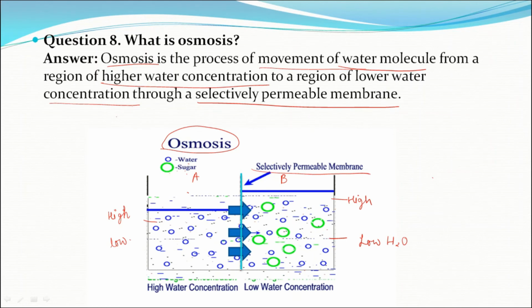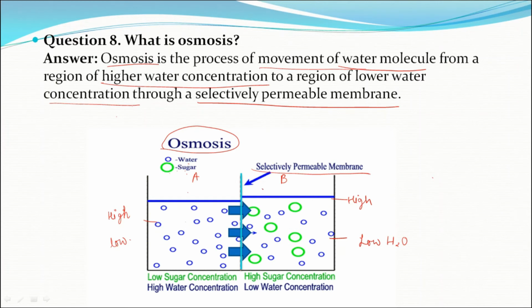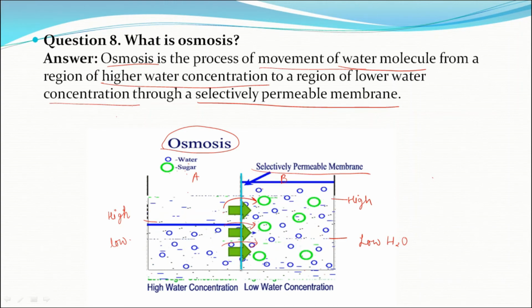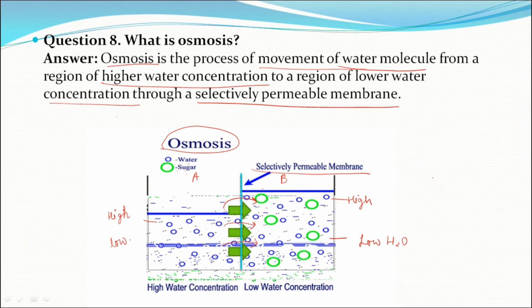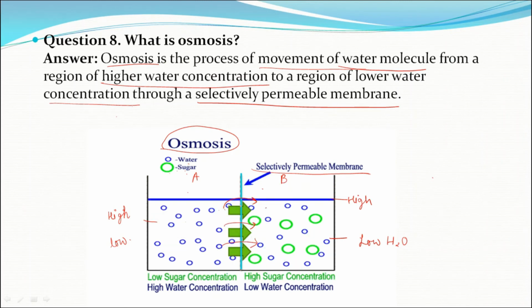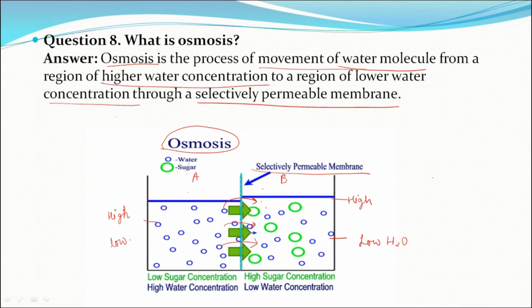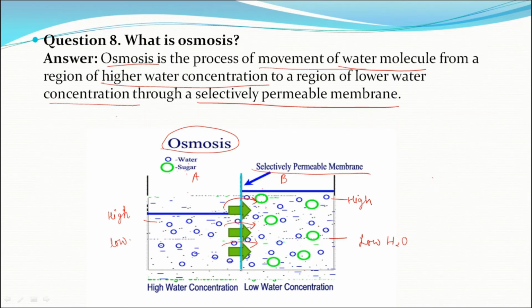Where is the region of higher water concentration? In system A. And where is the region of low water concentration? System B. So movement of water takes place from A to B. So osmosis takes place from higher concentrated region to the lower concentrated region. So this is the complete process of osmosis, and it will take place until equilibrium is established between these two systems. That means until the concentration of both the systems becomes equal. Okay, so this is the process of osmosis.